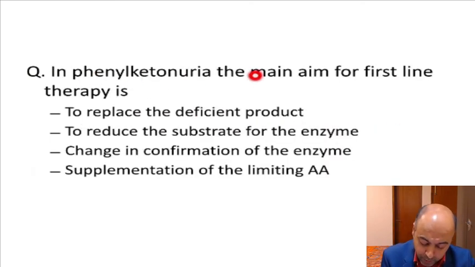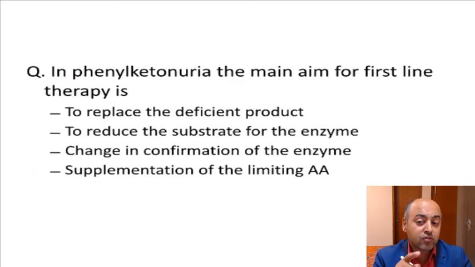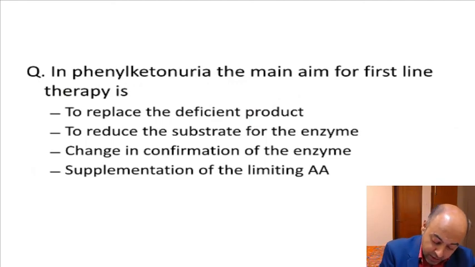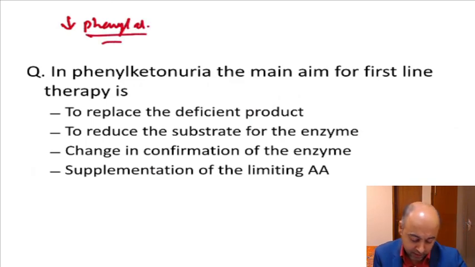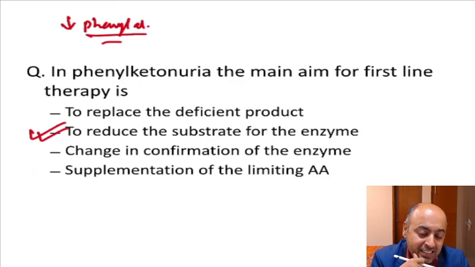In phenylketonuria, the main aim for first line therapy. First, you have to understand what is the first line therapy. First line therapy is dietary restriction. Why do you want to do the dietary restriction? To bring down the phenylalanine. When you bring down the phenylalanine, the alternate metabolites which are harmful will not be formed, so it reduces the substrate for the enzyme.